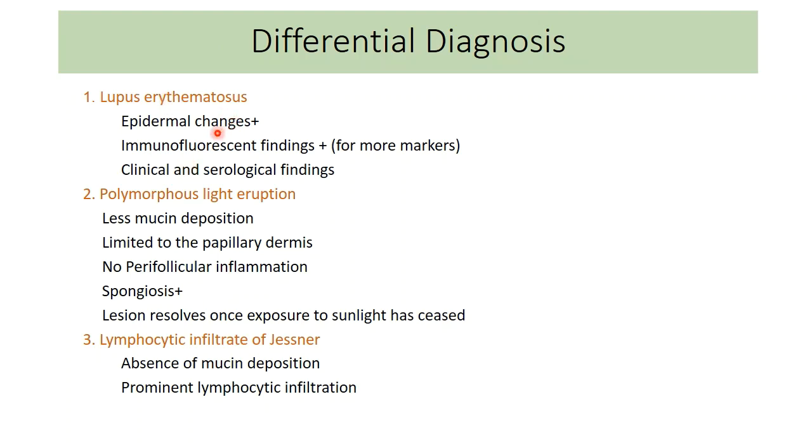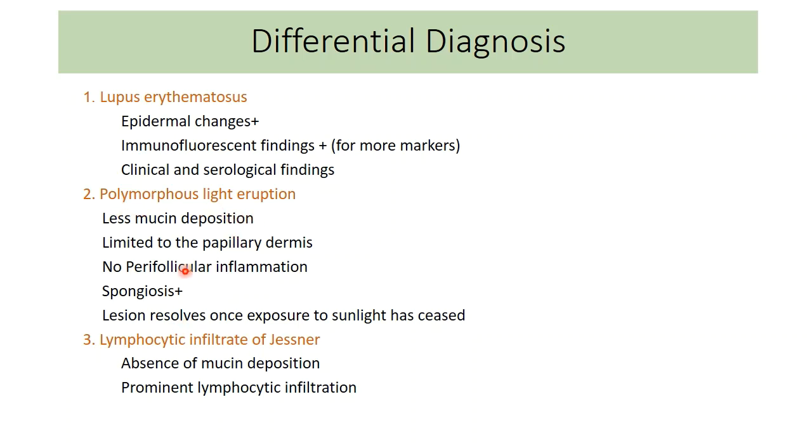The presence of epidermal changes like hyperkeratosis, follicular plugging, and basal vacuolar degeneration favors lupus erythematosus, along with positive DIF findings and the clinical serological correlation. The second differential diagnosis is polymorphous light eruption. Here we can see less mucin deposition and the lesion is confined to the papillary dermis. There is no perifollicular inflammation, and spongiosis is present. These features favor polymorphous light eruption.